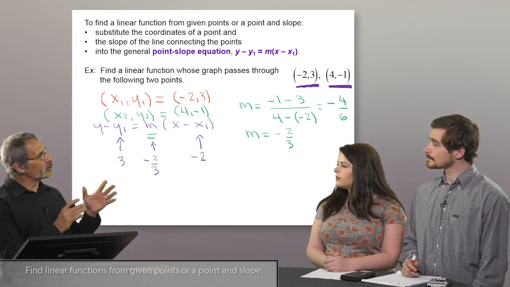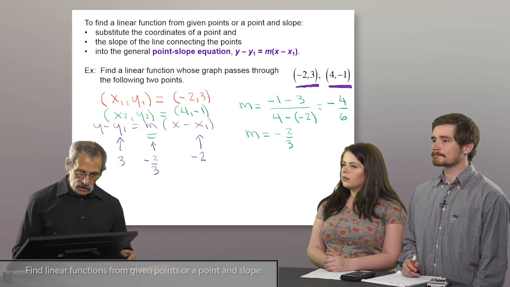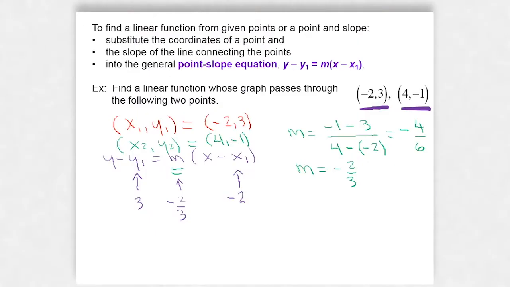Now we have all the players that we need, so let's use our point-slope formula. I'll have y minus y1, which is 3, is equal to m, which is negative 2/3, times x minus x1, which is negative 2. Let's see if we can clean this up a little bit. We have y minus 3 is equal to negative 2/3 times x minus a negative 2, which is x plus 2.